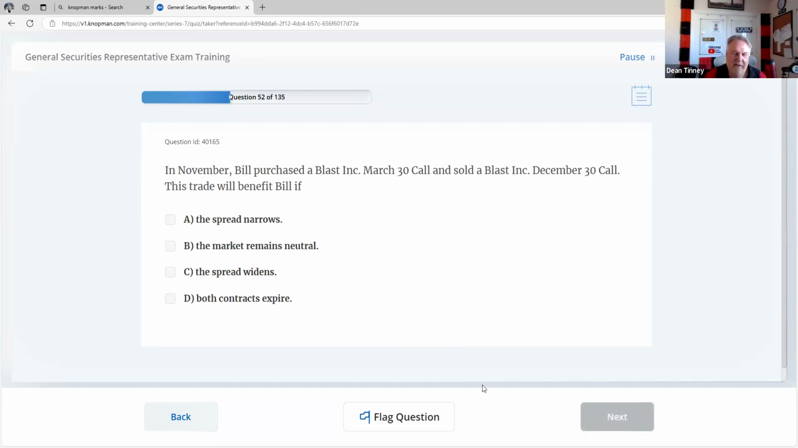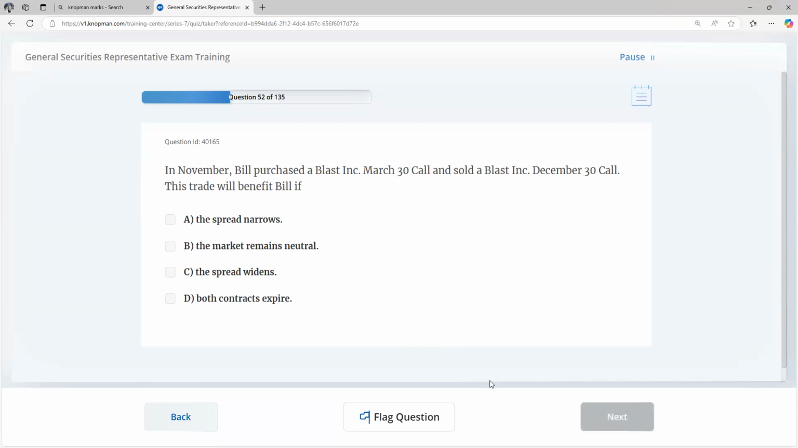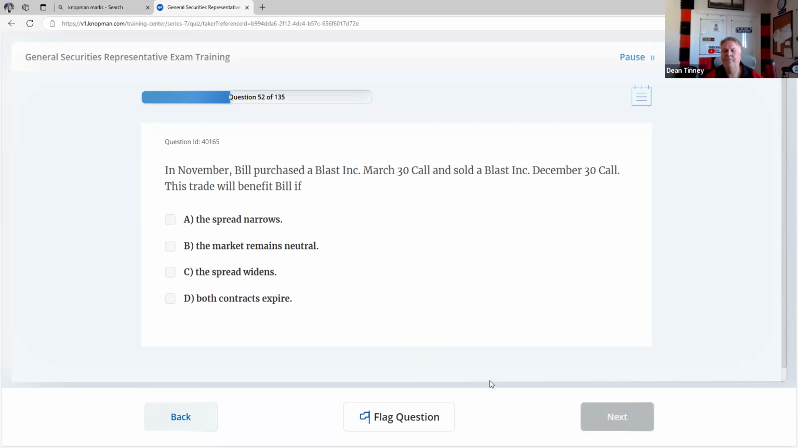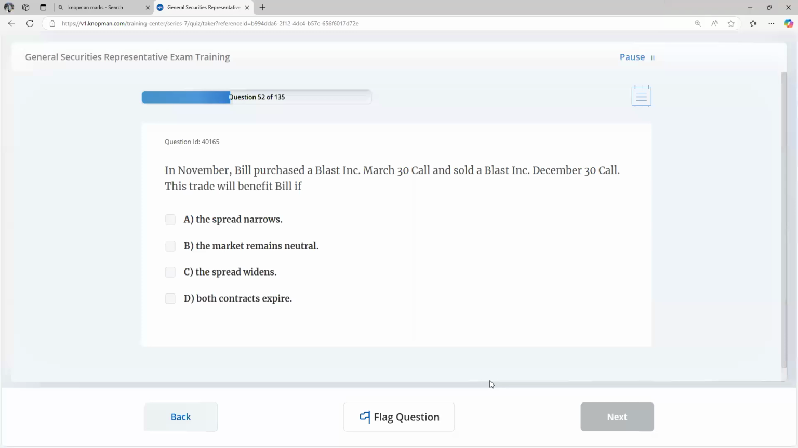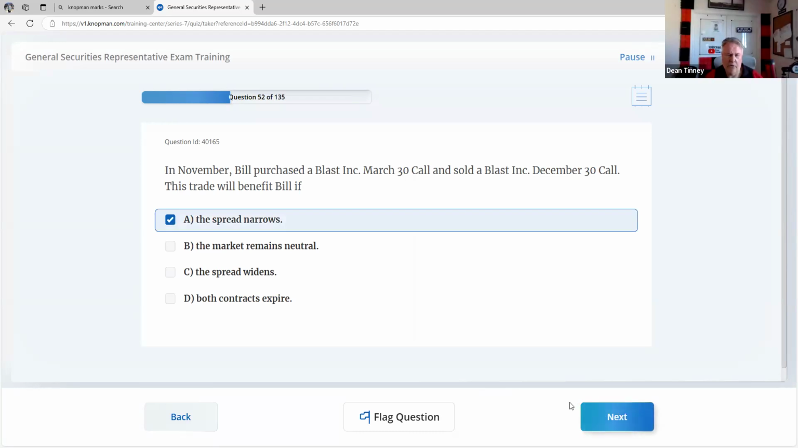In November, Bill purchased a Blast Inc. March 30 call and sold a Blast Inc. December 30 call. The trade will benefit Bill if, I think, the spread narrows, because the December would be the dominant one. Right, a calendar spread. Lower, higher, longer, lower, higher, longer. Longer term option contracts always have greater premiums. You sold the December, it's a credit spread, and you're correct.